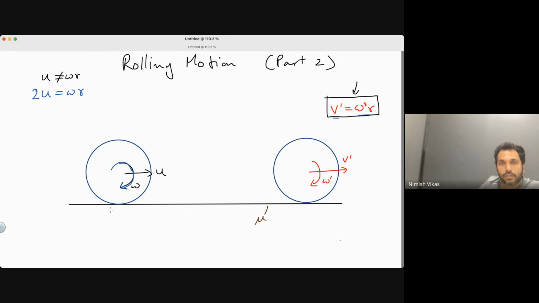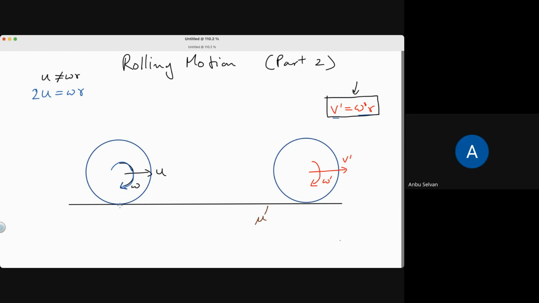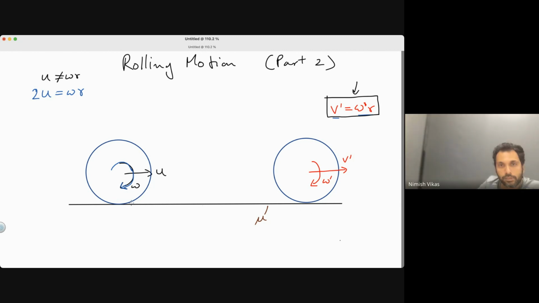Fast, fast, fast. Sir, forwards. Yeah, why any doubt?